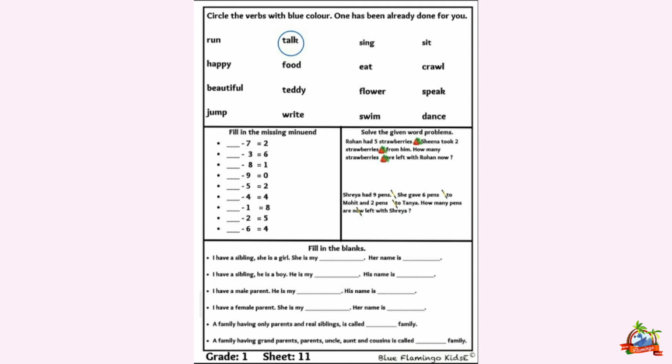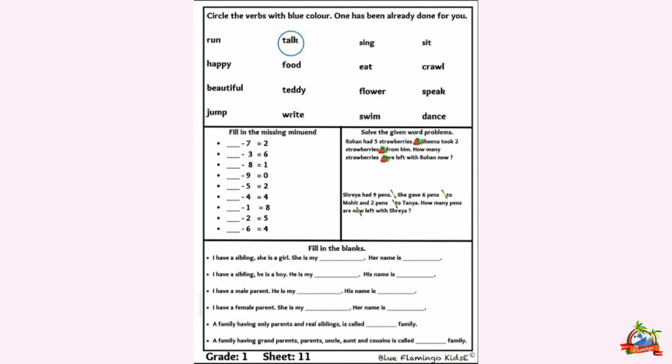I have a sibling. She is a girl. She is my dash. Her name is dash. What we have to do in this? I have a sibling. Sibling means brother or sister. She is a girl. She is my... what is she to you? Sister. She is my sister. And her name is... you have to write her name here.